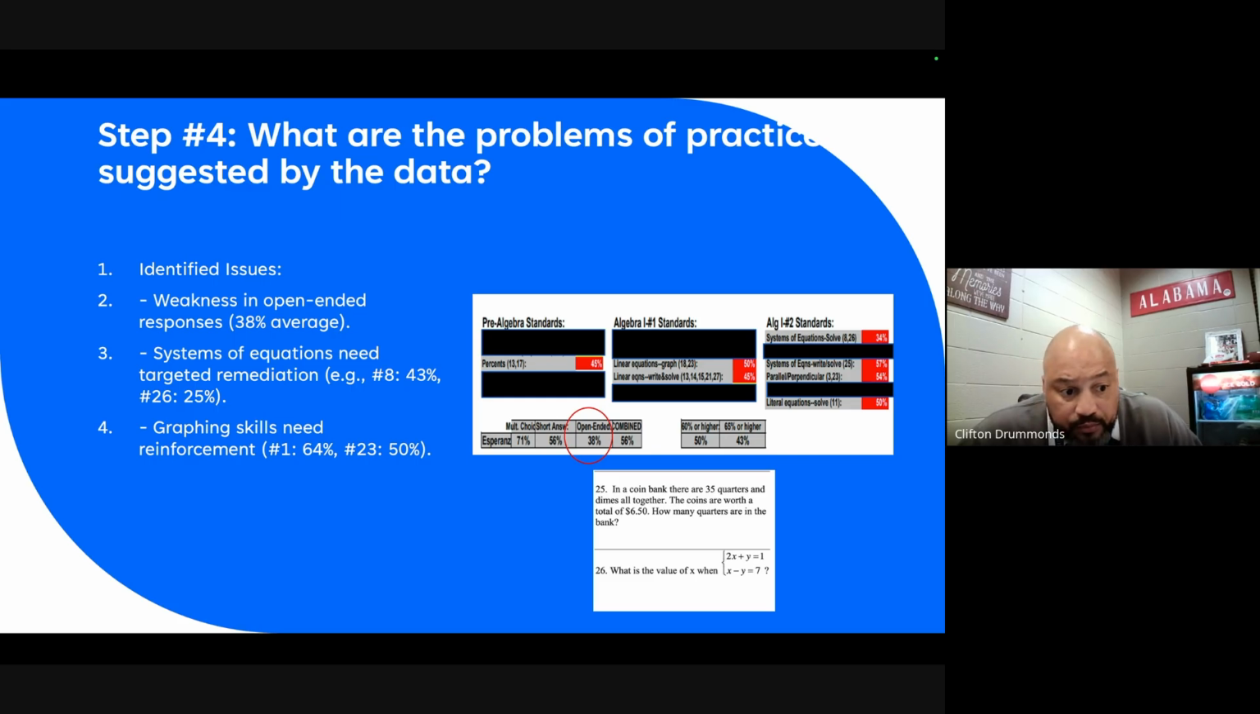And also then the graphing skills needed reinforcement. Question number 1 was 64%. Also, question number 23 was 50%. Again, I guess what we need to know is what was going on in that classroom.